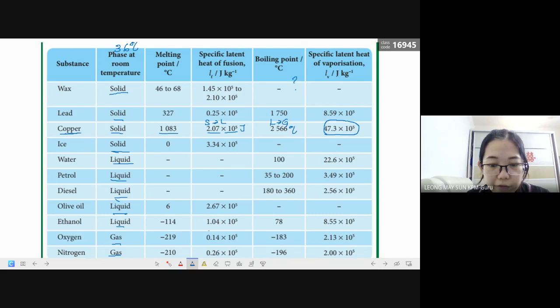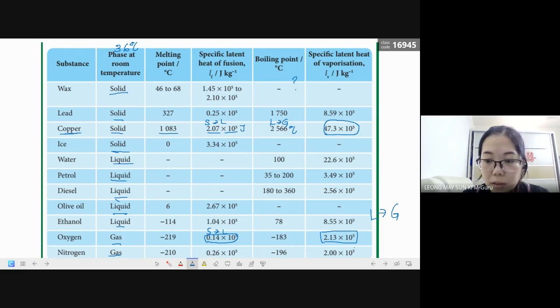Even if, let's just say, we look at oxygen. From solid oxygen to become liquid oxygen, it only needs 0.14 times 10 to the power of 5 joules of energy per 1 kg of oxygen. And then if it becomes gas, it needs 2.13 times 10 to the power of 5 joules of energy per kg of oxygen. So in order to change from liquid to gas, we need more heat energy. This is what this table is talking about.